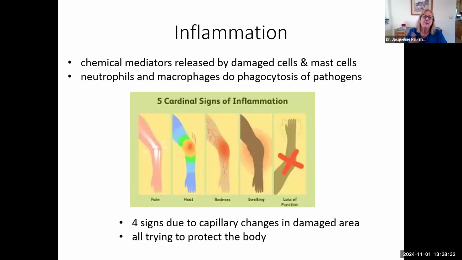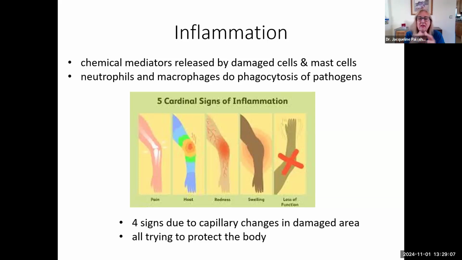All right. So then we're going to have the 5 cardinal signs of inflammation. And so, yes, I know people say there's 4 cardinal signs of inflammation. That's because there's 4 signs related to the capillary changes. Redness, heat, swelling, and pain, they're all related to the changes that have to do with what happens when we have changes in the capillaries due to the damaged cells and the chemical mediators. And then those things will result in loss of function. If you have swelling and pain in the area, then you're going to lose function.